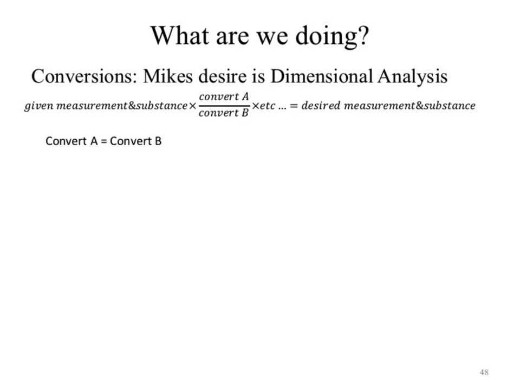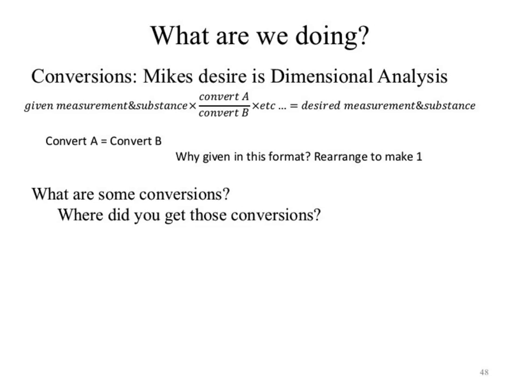So, how do we convert the A to B? This comes from that equality. This is why we talked about those equalities, which gets us two conversion factors. Well, which one do we use? The one that we need to allow us to solve the question. What do I have? What am I given? Or what do I want? Okay? So what are some conversions?